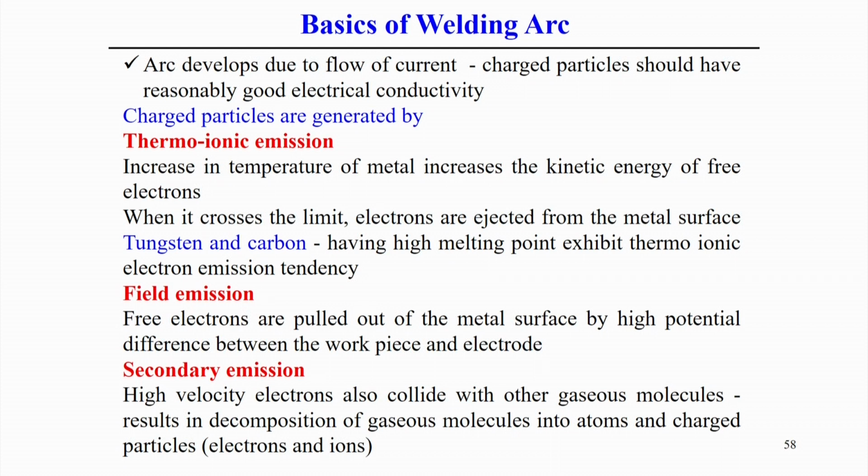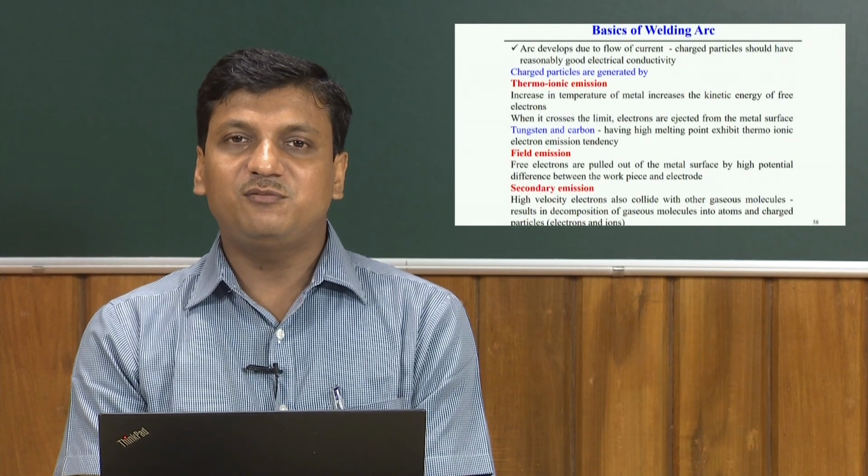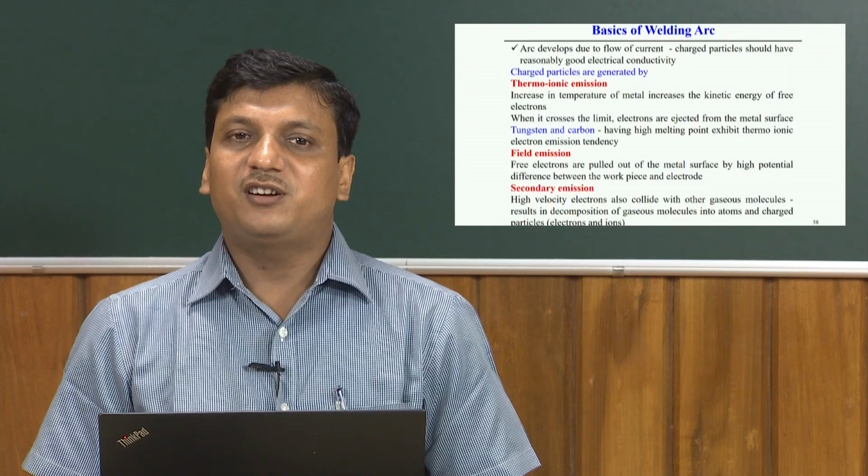The secondary emission can be explained like this: high velocity electrons collide with the gaseous molecules and result in the decomposition of the gaseous molecules into atoms and charged particles. Basically, a cloud of electrons and ions is created. That is called the secondary emission. With these three basic mechanisms, thermionic emission, field emission and secondary emission, the basics of the welding arc can be better explained.